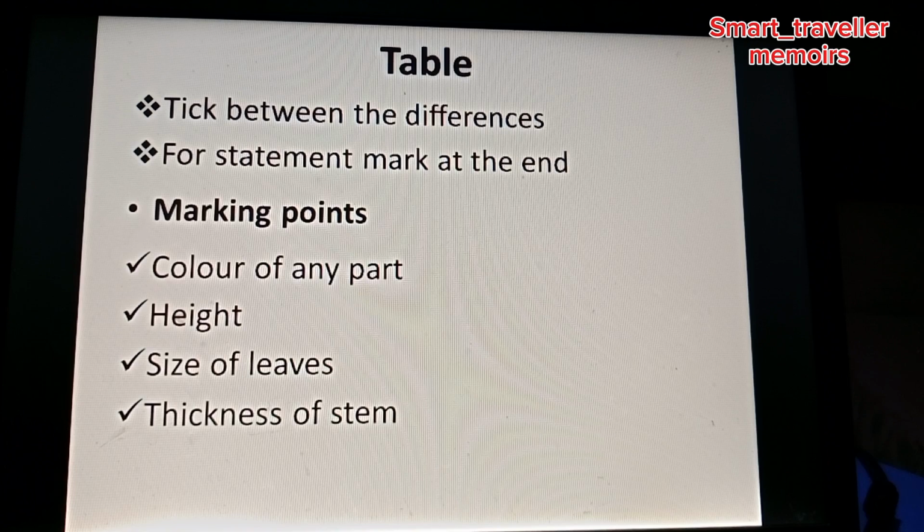that this plant is tall while the other one is short, you mark at the end. Marking points are 4. So we are just looking at the color of any part, height, size of leaves, thickness of stem. Those are the things we are concentrating on, or which the students should pay attention to.